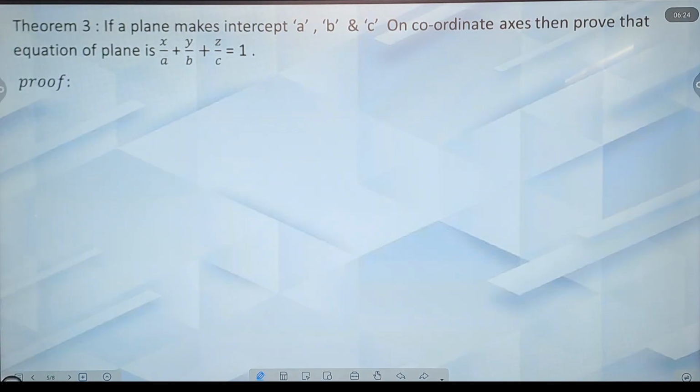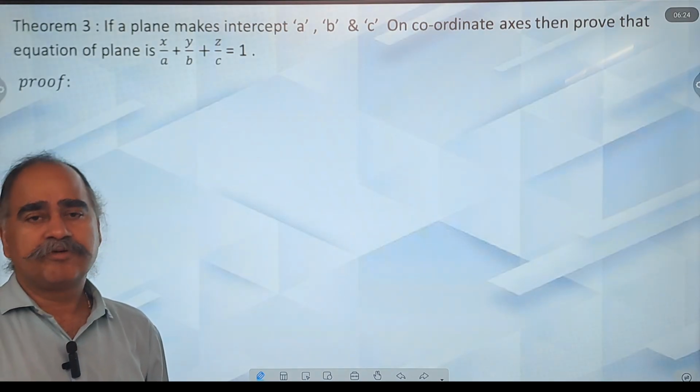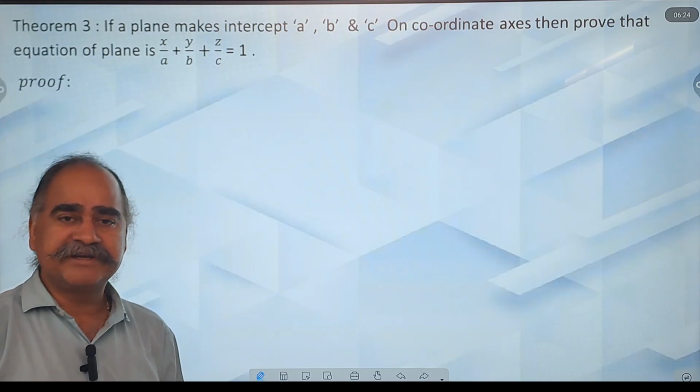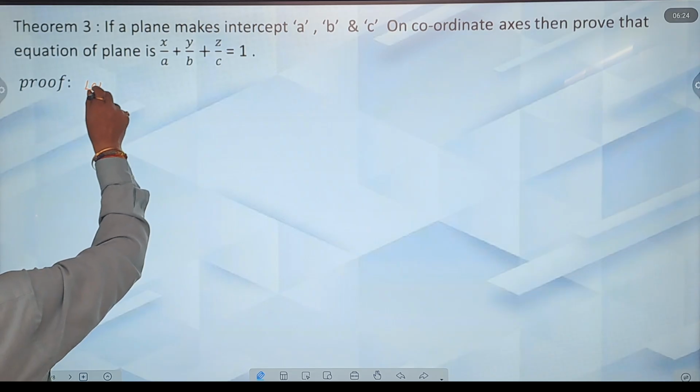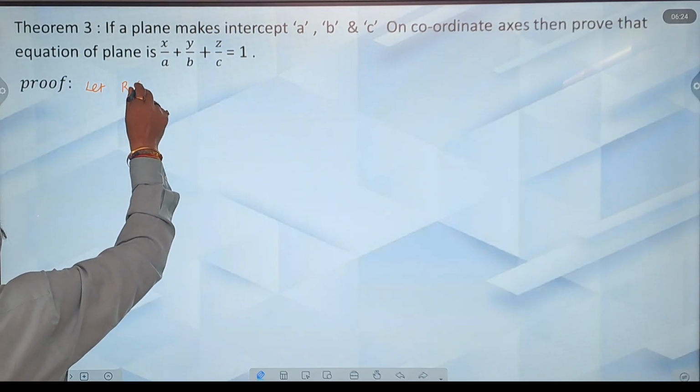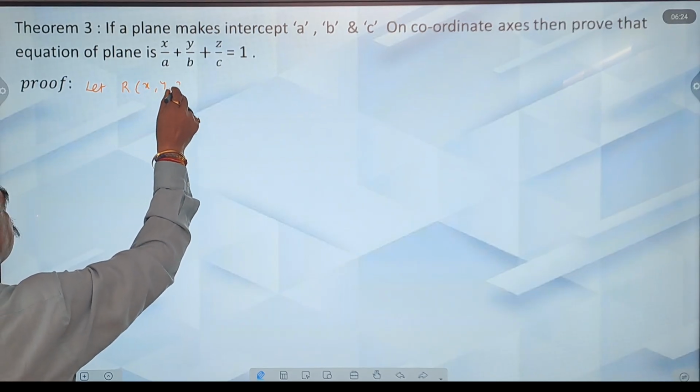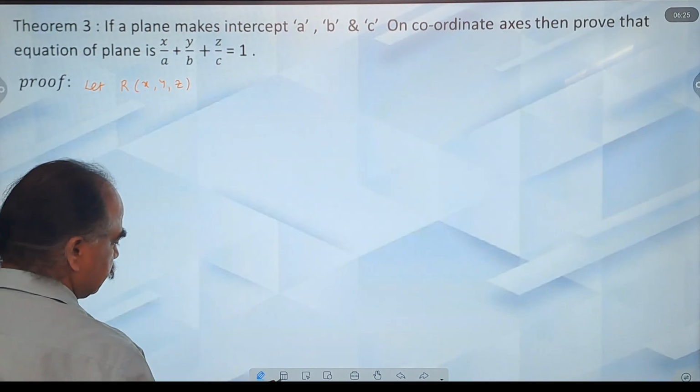Next theorem is what? If a plane makes intercepts A, B and C on the coordinate axes, then prove that the equation of plane is x upon A plus y upon B plus z upon C is equal to 1. Now all of you know plane is locus. To find the equation of locus we take one point. So let R x, y, z be any point on the plane.